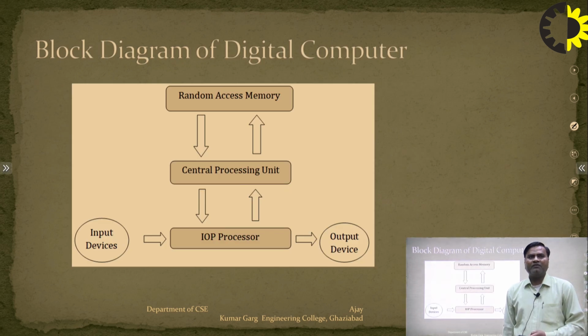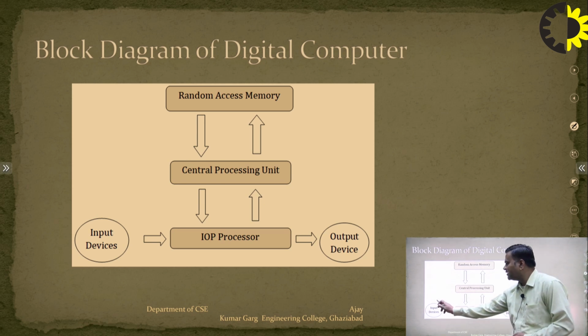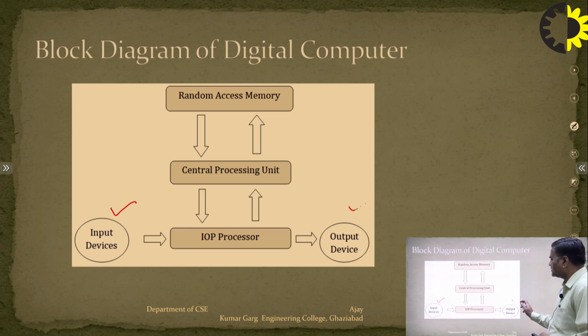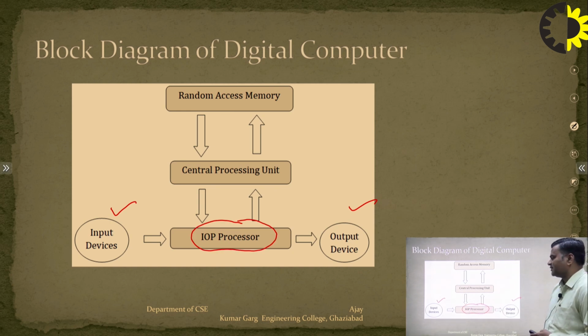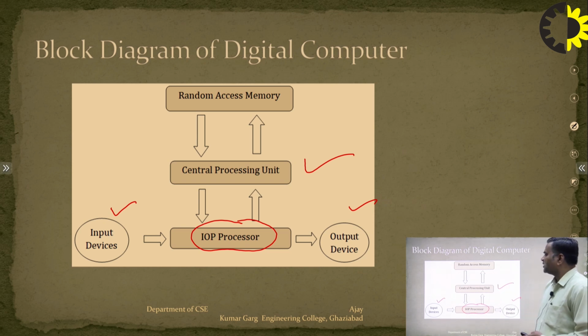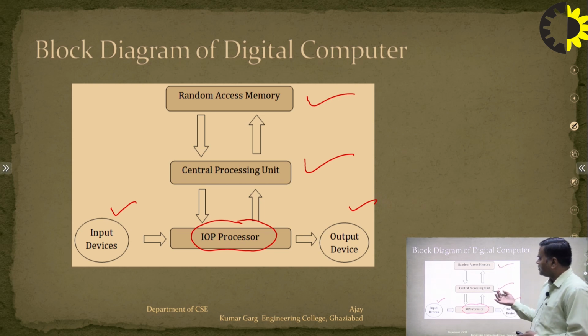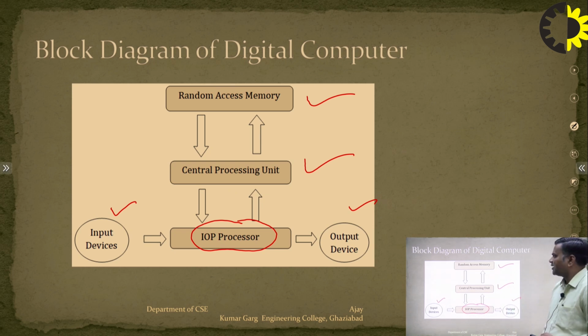This is a block diagram of a digital computer, in which this is the input device and this is the output device. Here we can see that there is one separate processor for managing the input and output devices, called IOP, meaning input output processor. In between there is the central processing unit, which is the core part of the computer. It is also called the brain of the computer. And this is the random access memory, by which we can perform several operations in the computer. So this is a block diagram of a digital computer.